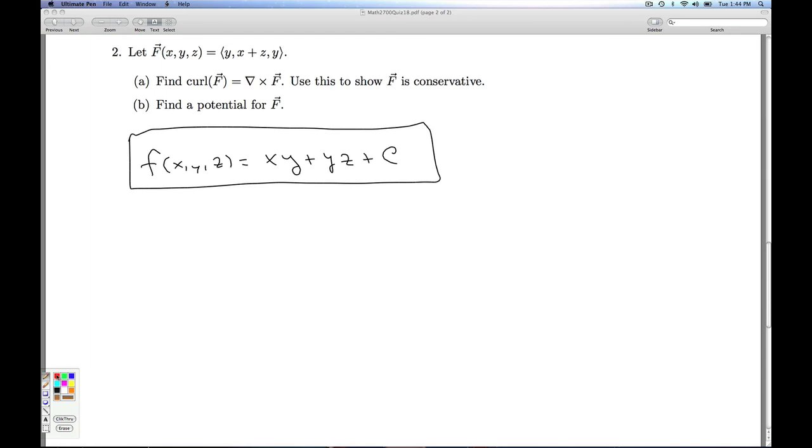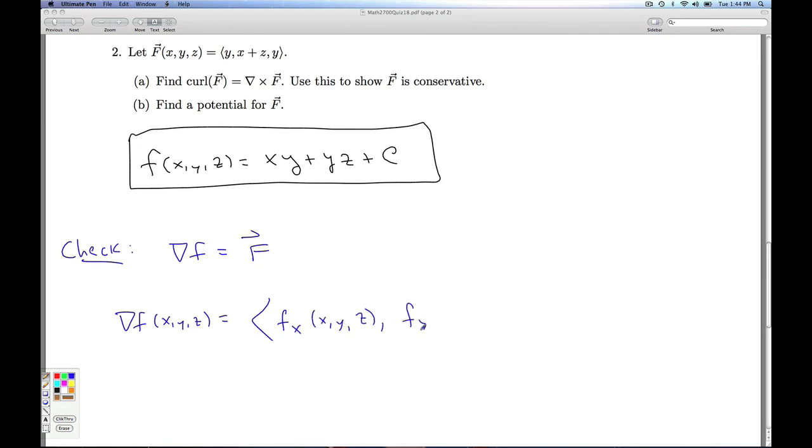Okay, now it's important to remember that we can check this easily. How do we check that this really works? Well, let's take the gradient of little f and see that we get big F. So the gradient of little f is the partial derivative with respect to x, partial derivative with respect to y, partial derivative with respect to z. And we'll just see if this matches up with the field we're given.